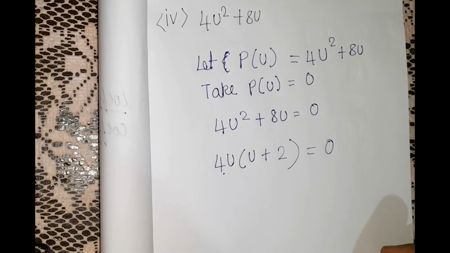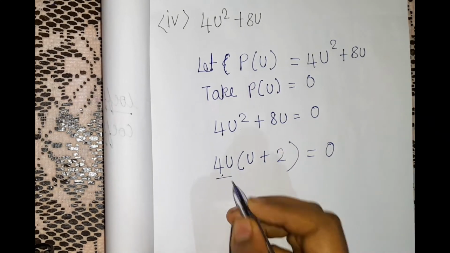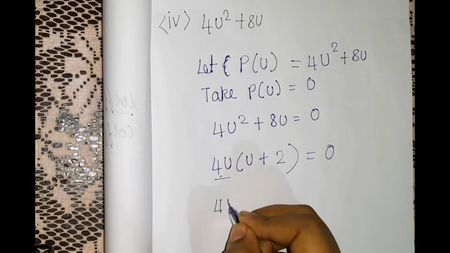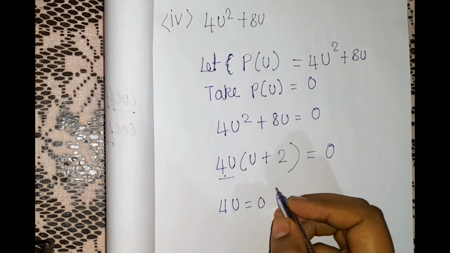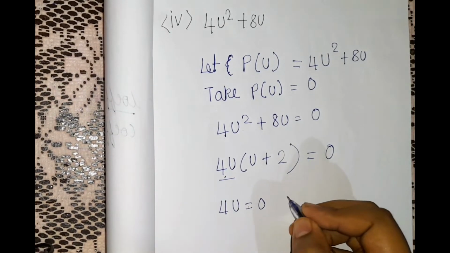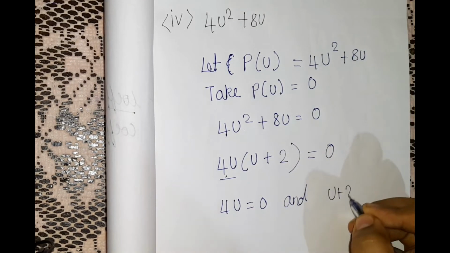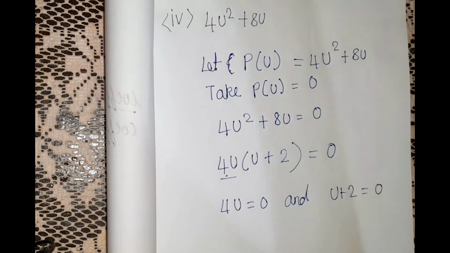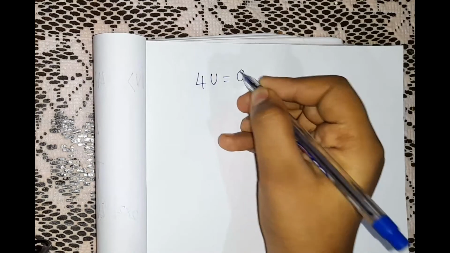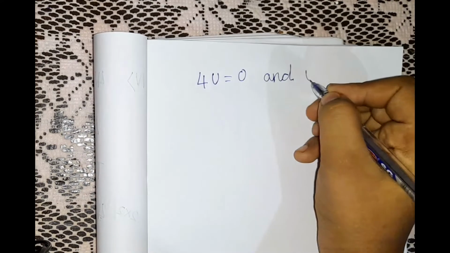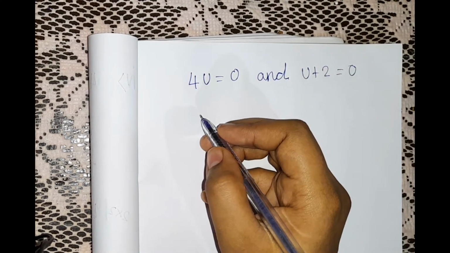Now what we are going to do is write 4u as a term. So I am writing 4u is equal to 0. We are going to be putting zeros for each term. So here 4u is equal to 0, and we take this separately, that is u plus 2 is equal to 0. As you know, we got 4u is equal to 0 and u plus 2 is equal to 0. Am I right?